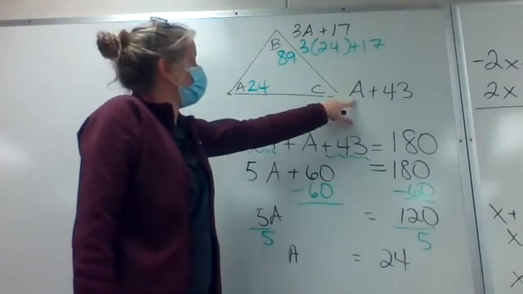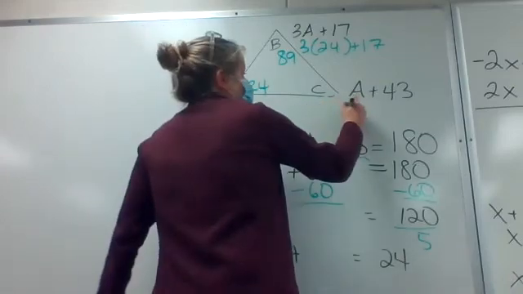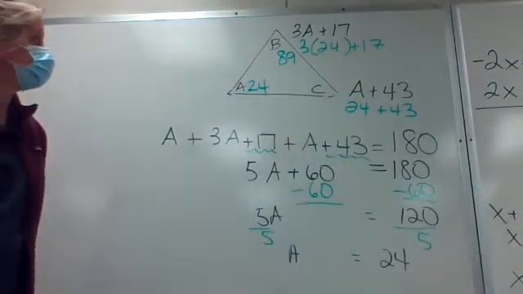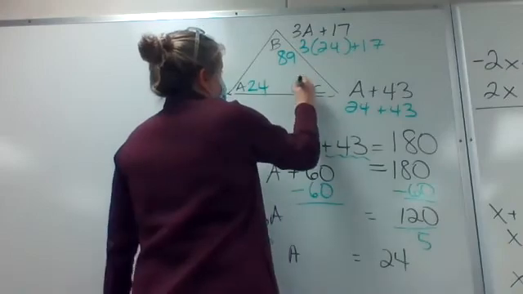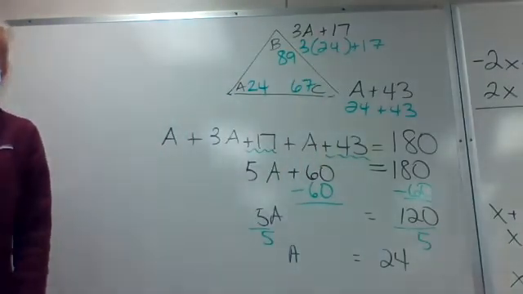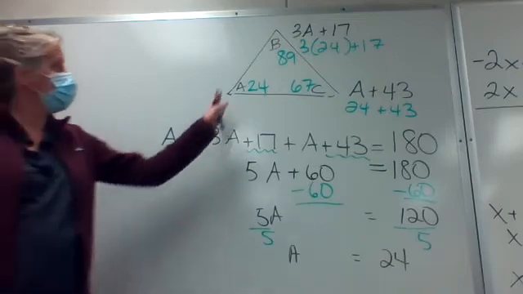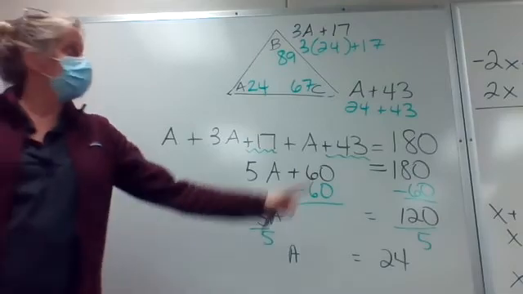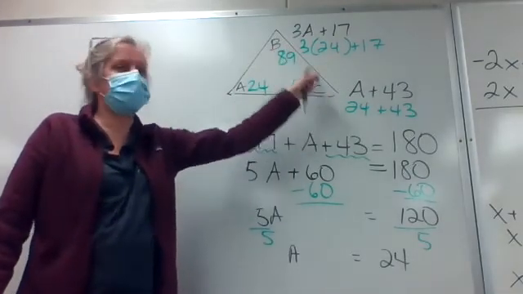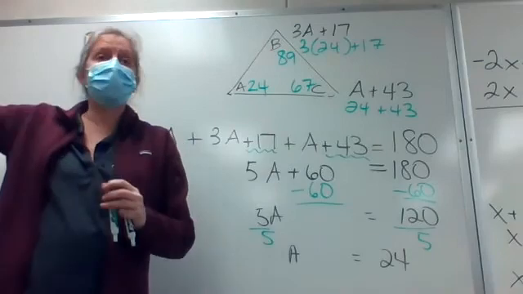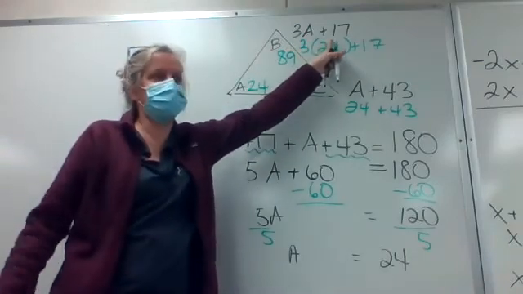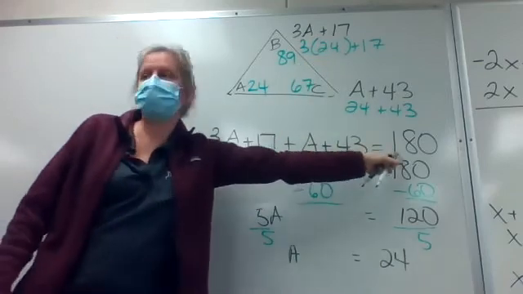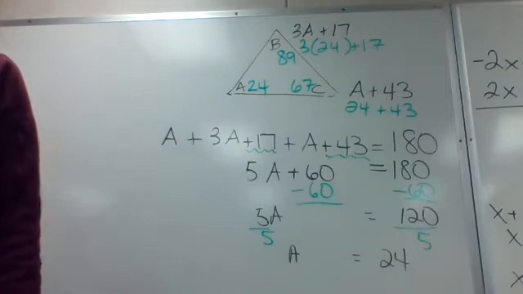Then how am I going to find angle C? What am I going to get? I'm going to put in the place of the A, 24 plus 43, which gives me 67. So again, it's going to give you a triangle A, B, and C. Then it's going to tell you statements about B and C, how they relate to A. So just rename them using how they relate to the A, and then add the three angles together and make them equal to 180.